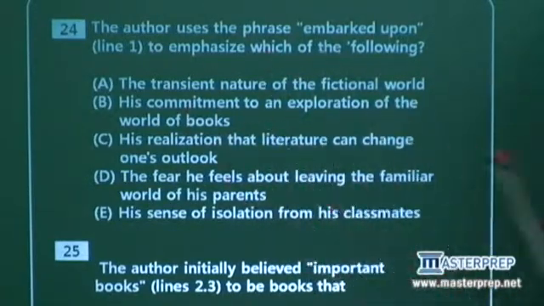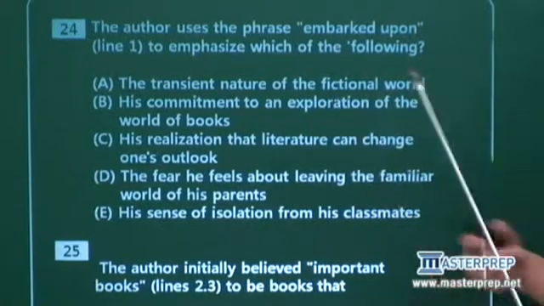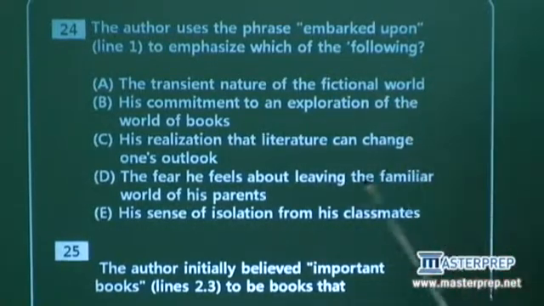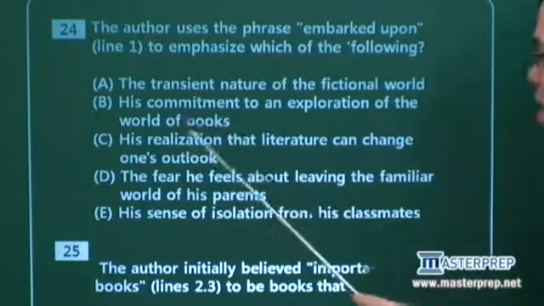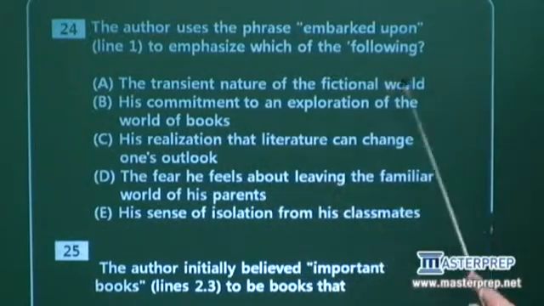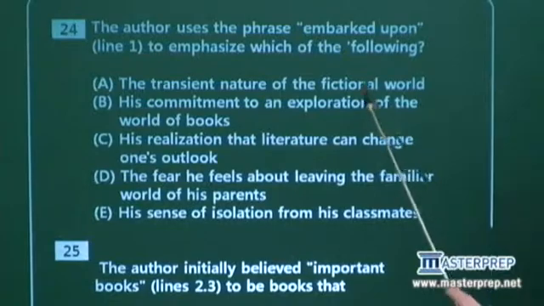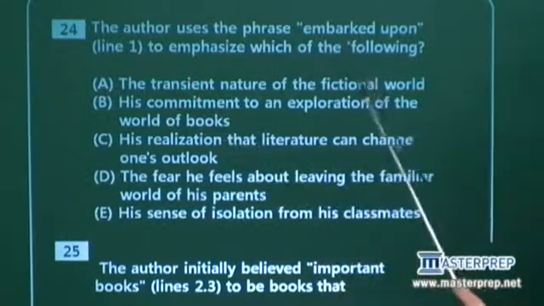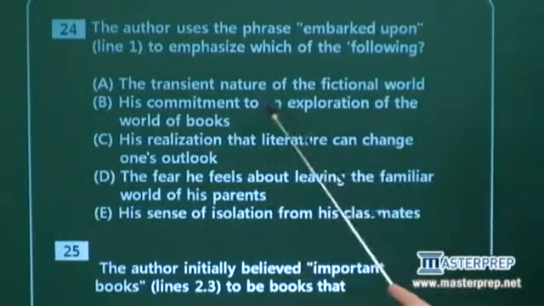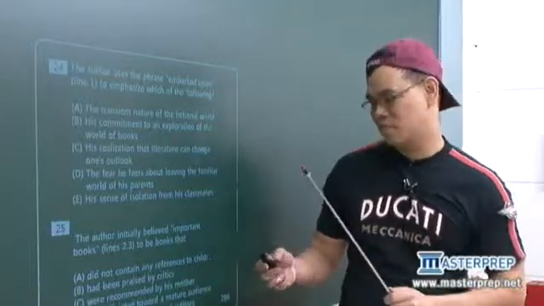Why? C is literature. It's a specific kind of book. And what you'll notice in a lot of the questions is that they will use a more general term in the answer choices. If A and B don't work, we can go back to C. But we like the world thing, as I told you. Now, the transient nature of the fictional world, or his commitment to an exploration of the world of books.